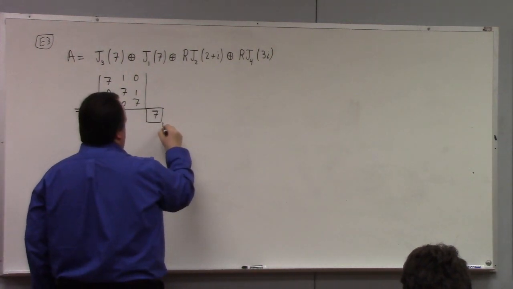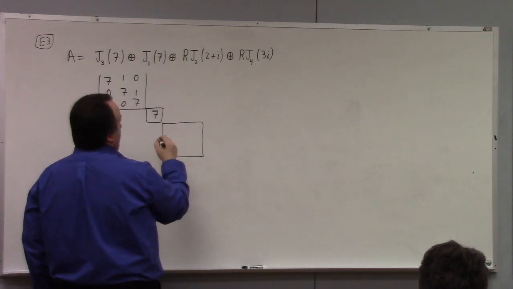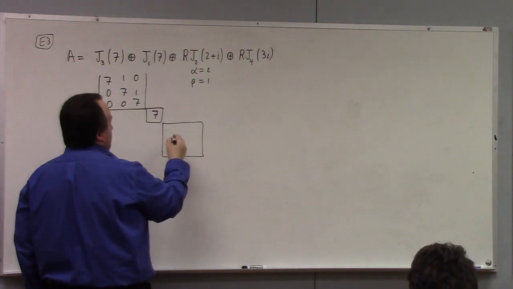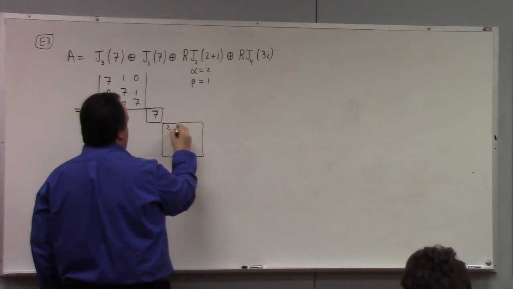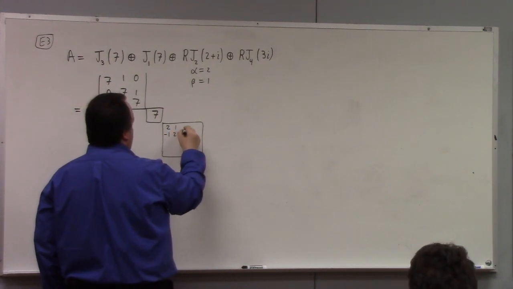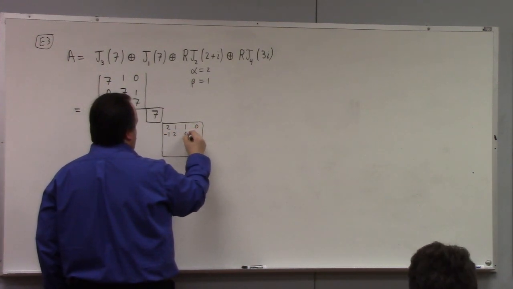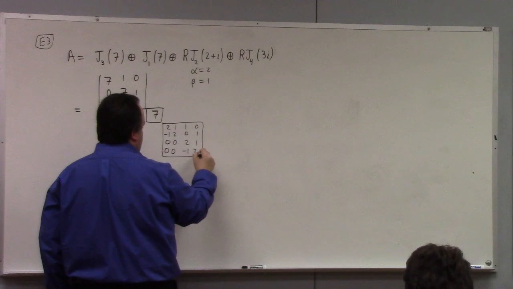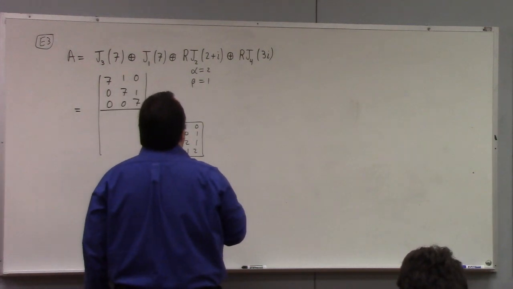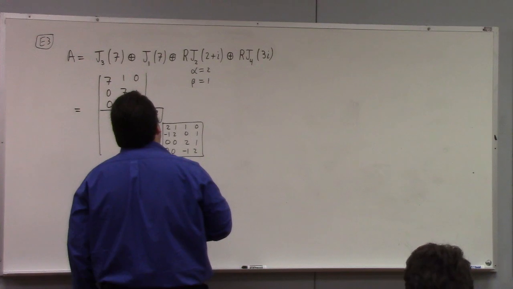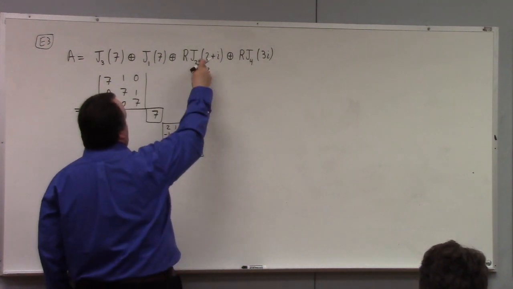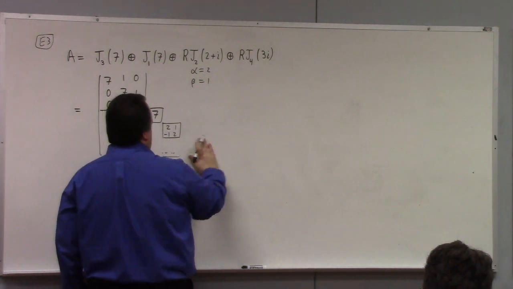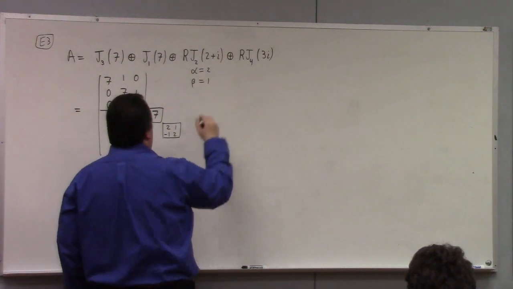RJ2, that's a 4 by 4 block. And here we have alpha equals 2, beta equals 1. So I do 2, 1, minus 1, 2, and then 1, 0, 0, 1, and then 0, 0, 0, 0, and then 2, 1, minus 1, 2. Sorry, that one was the 4 by 4.